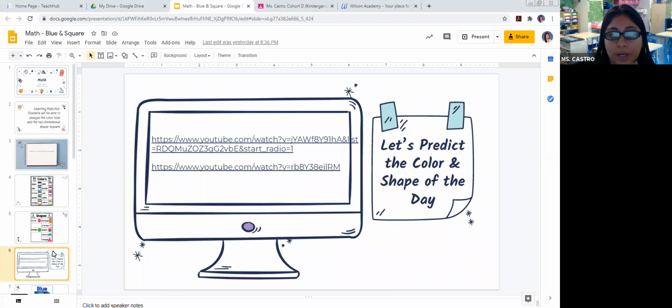So we just went over our colors and shapes. All right, now we're gonna predict the color and shape of the day. And actually, I might have to stand up so you can see. I'm wearing the color of the day. So let me stop sharing the screen and let's see who can predict the color of the day. Who wants to raise their hand?